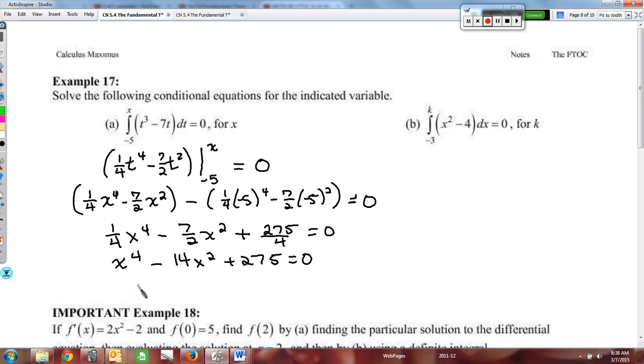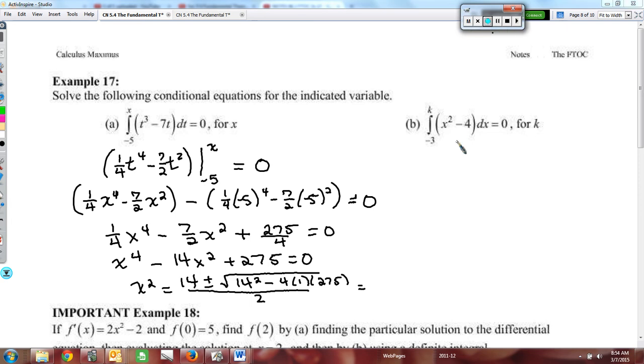This is kind of like a u substitution. You can think of this as x squared and then apply your quadratic formula. So 14 plus or minus the square root of 14 squared minus 4 times 1 times 275, all over 2a. So we're going to calculate those values.